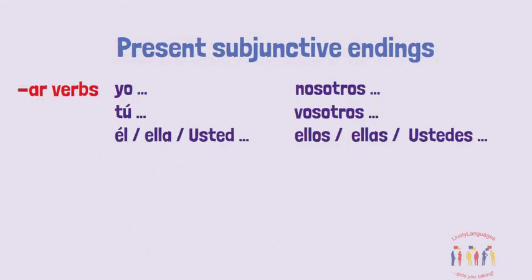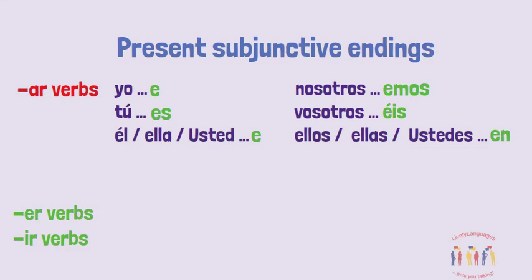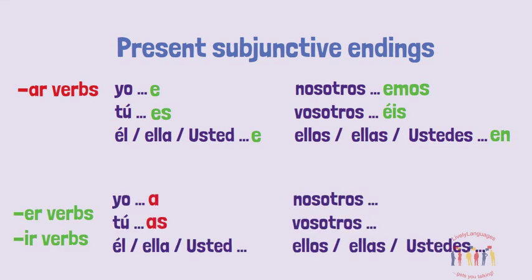Here are the present subjunctive endings with their pronouns. For AR verbs: e, es, e, emos, éis, en. And for ER and IR verbs: a, as, a, amos, áis, an.